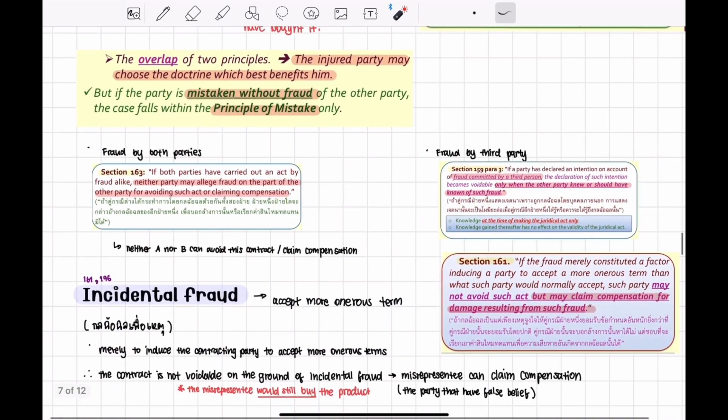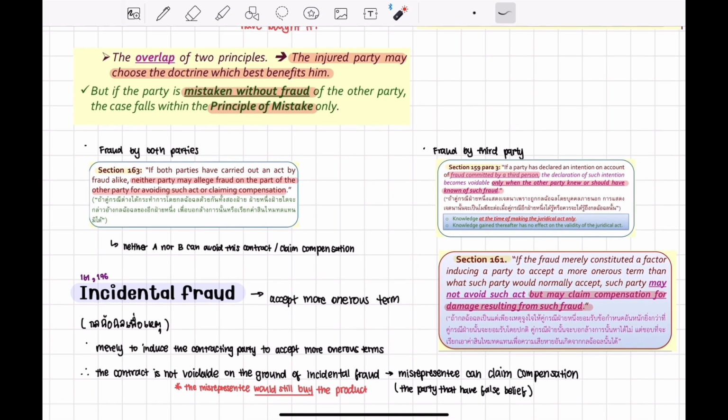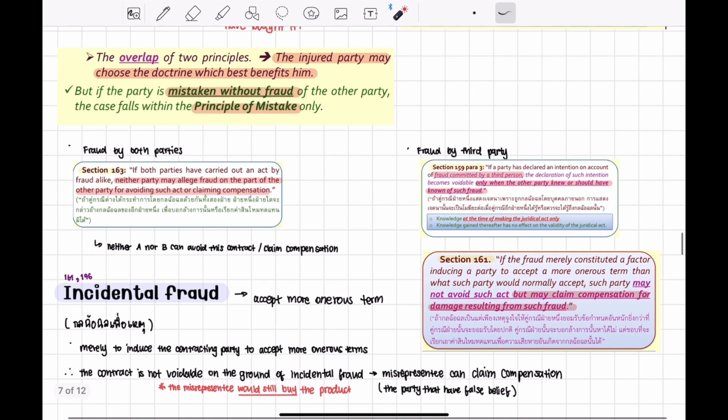Moving on to fraud by both parties. Fraud by both parties means that neither of the parties was telling the truth when they were making the contract. So this means that neither party may allege fraud on the part of the other party for avoiding such act or claiming any compensation at all. They both cannot avoid the contract or claim compensation for any damages because they were both liars, they were both dishonest about the contract.